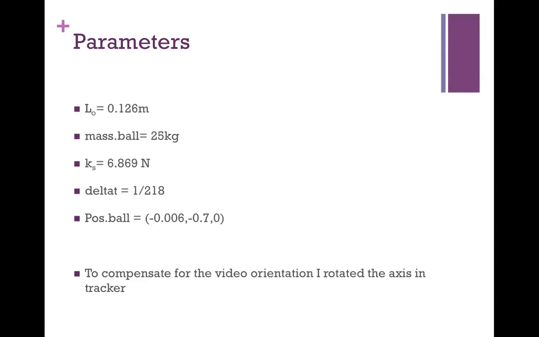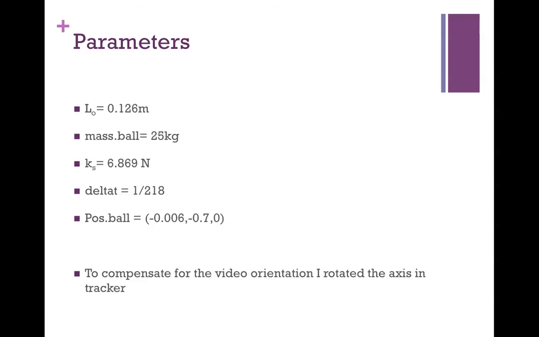The L naught is 0.126 meters. The mass of the ball I estimated to be 25 kilograms. I used the same spring constant, assuming that he used the same spring in class that he used to make the video. And then the delta T, and we have the initial ball position.